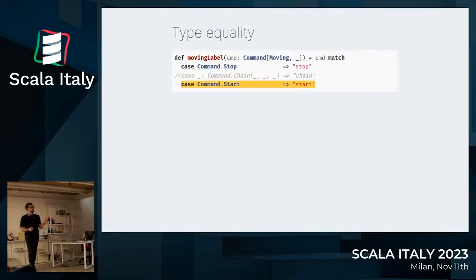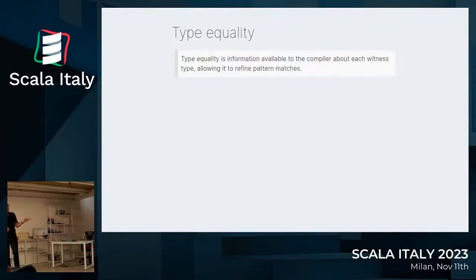Similarly here, it's going to see that start has a before parameter of idle, which is not equal to moving. That doesn't type check, and it's going to reject that. So there's a lot more to type equality than I've done here. We could talk about injectivity of type equality and stuff like that, but let's keep things simple. That is what type equality is. It's information available to the compiler about each witness type, and that allows us to refine pattern matches.